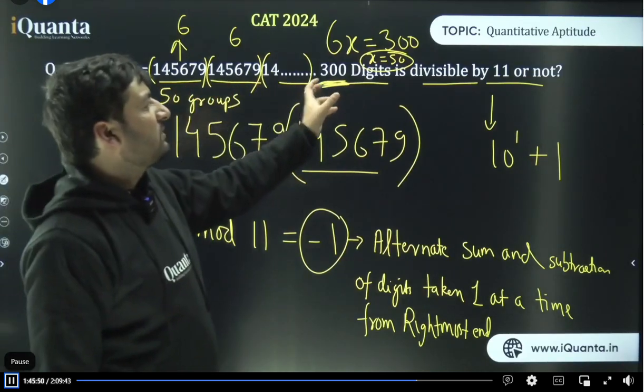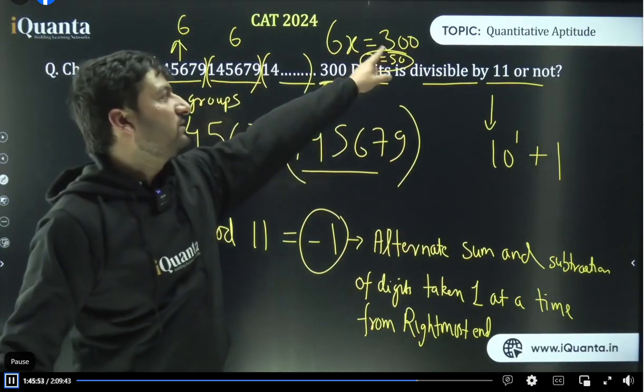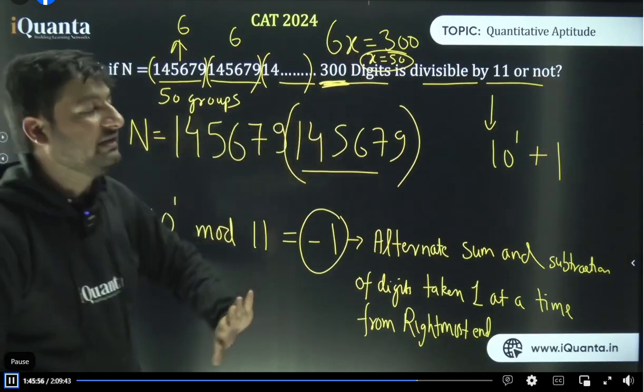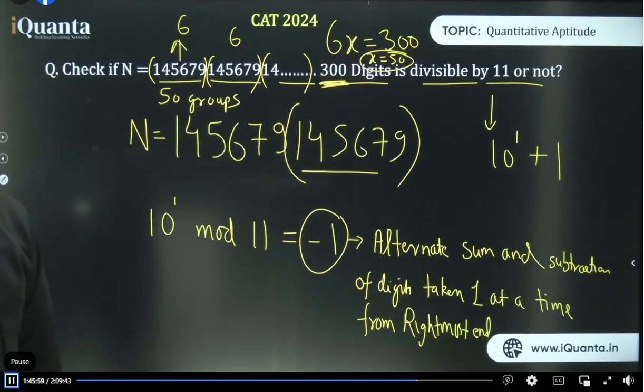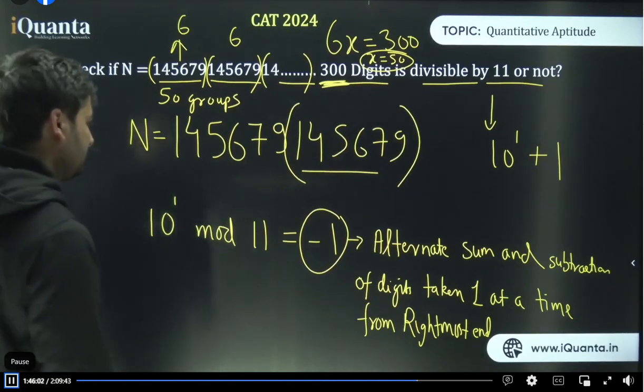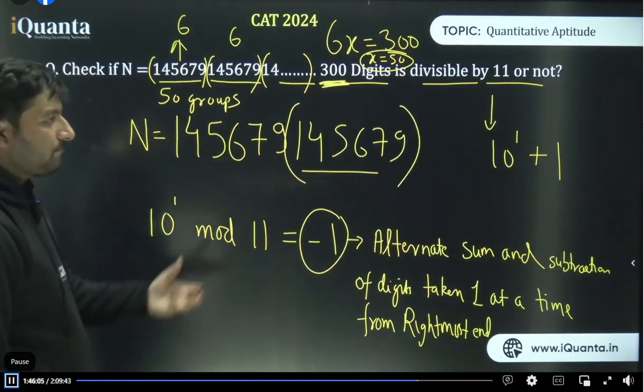So how many such sets of 6 digits should I have to make a total of 300 digits? Suppose x sets. So 6 into x is 300, x is 50. यहाँ तक सबको clear है? Yes, everyone is saying yes. Fine. अब देखो क्या करना है.